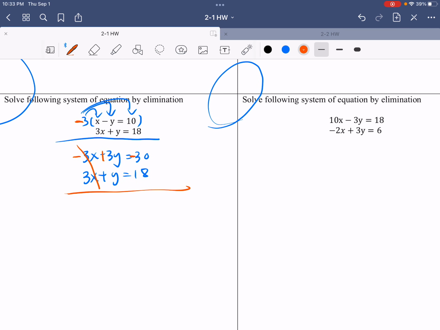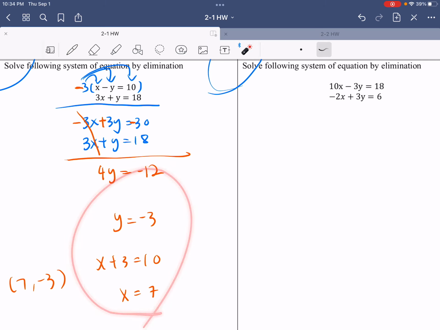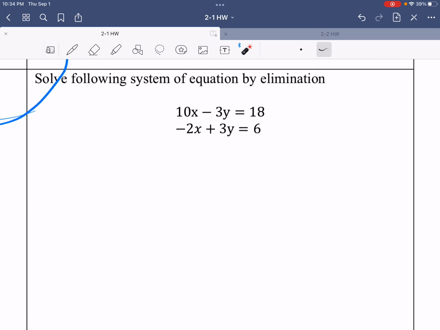So these two will disappear. So 3y plus y will give you 4y equals negative 30 plus 18 will give you negative 12. And you solve for y. So y, you should get negative 3. And if you do everything, you're going to get x plus 3 equals 10. Don't try to follow me because I'm skipping multiple steps. I'm just giving you the answer. So if you get 7 comma negative 3, you should be correct, okay? But don't trust me too much because I just skipped like 5 steps ahead, okay?